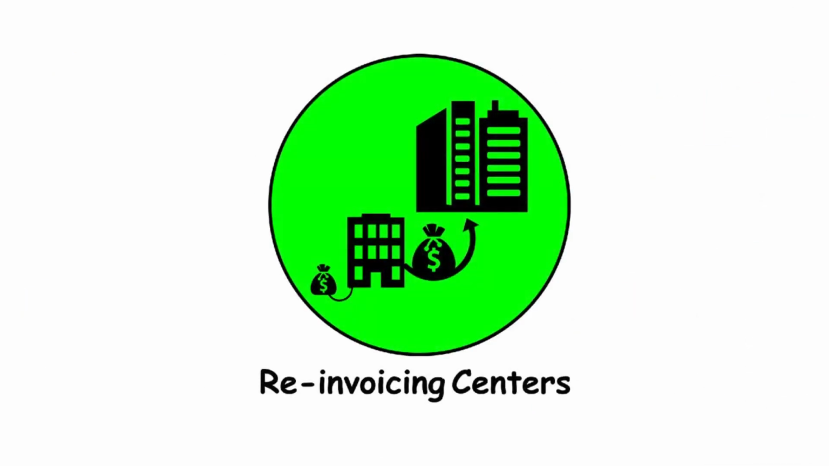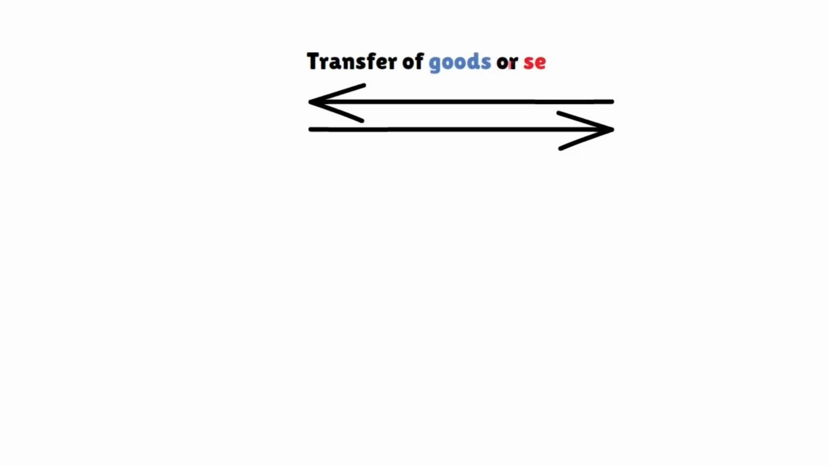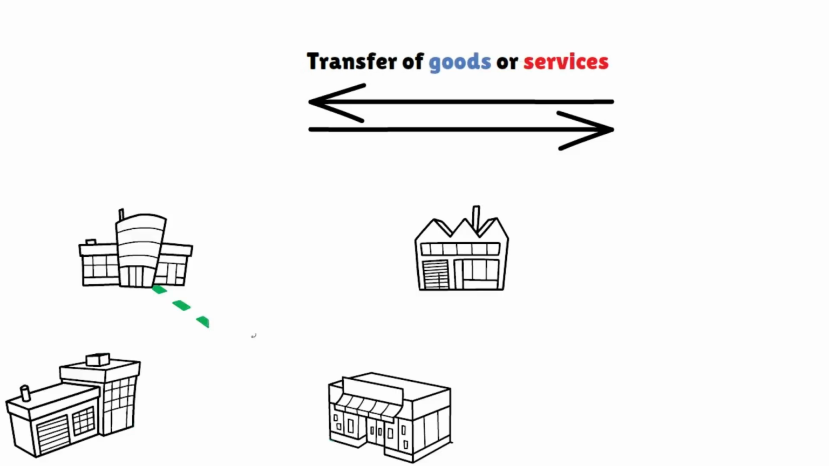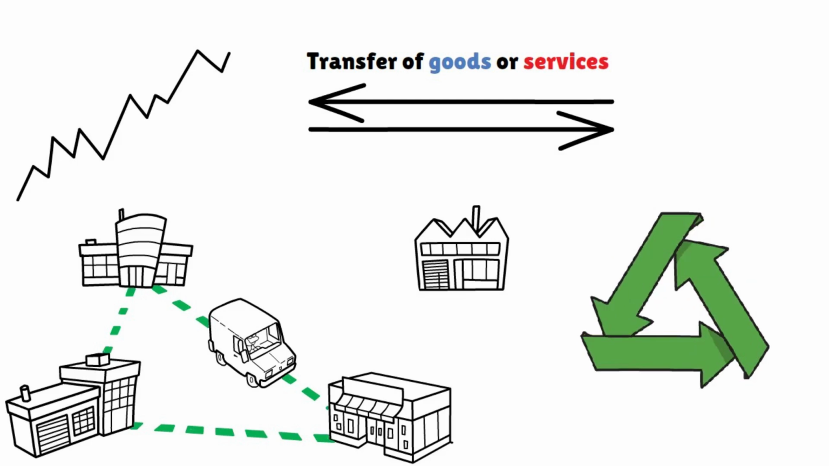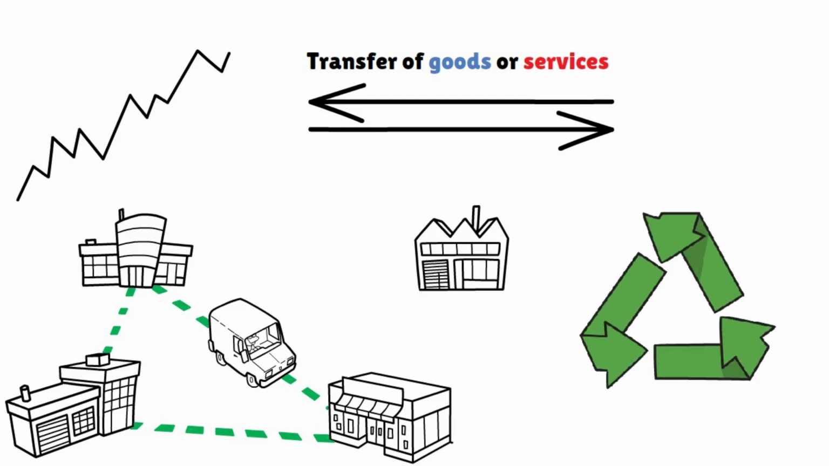Re-invoicing centers. Re-invoicing centers are intermediary entities, often located in low-tax jurisdictions, that facilitate the transfer of goods or services between related parties within a multinational corporation. These centers can be used to manipulate transfer pricing, allowing companies to shift profits to jurisdictions with favorable tax rates.